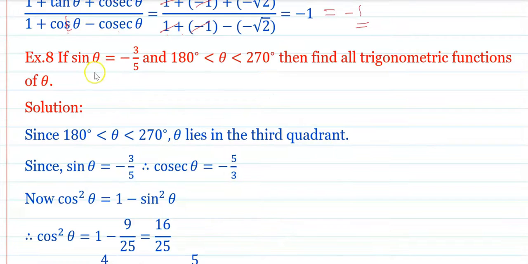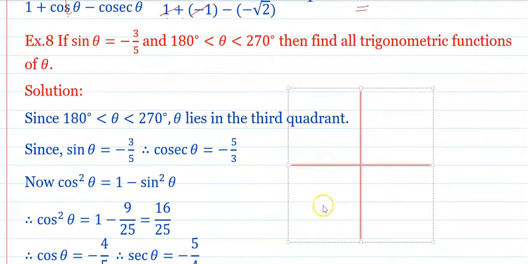Next, sin theta is equal to minus 3 by 5, and theta lies in the third quadrant, that is between 180 and 270. Theta lies in the third quadrant. It lies here. In the third quadrant, only tan is positive. Okay.